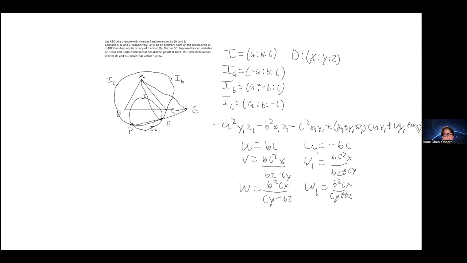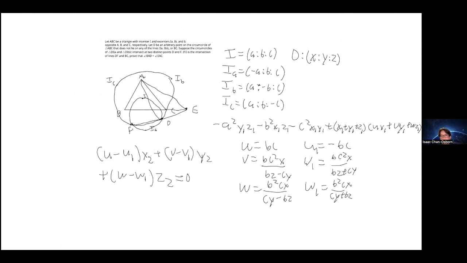And so from here, we note that since these two circles intersect at points D and F, the line DF is simply the common chord of these two circles, which is the same as its radical axis. So using the barycentric radical axis formula, we have that (u minus u1) x plus (v minus v1) y plus (w minus w1) z equals 0.